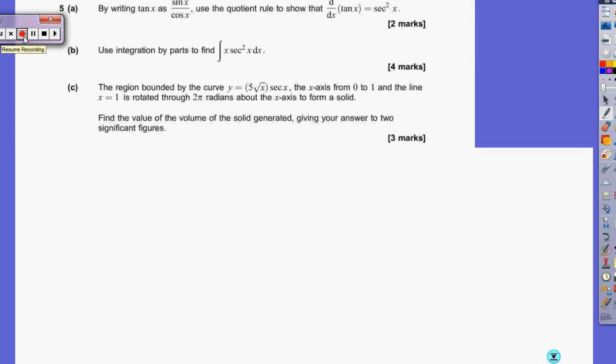Right, this is the June 15 AQA C3 paper. Again, pause it as you have to, don't let it play on, make the most of it. So I'll have a go and we'll see what we get to.